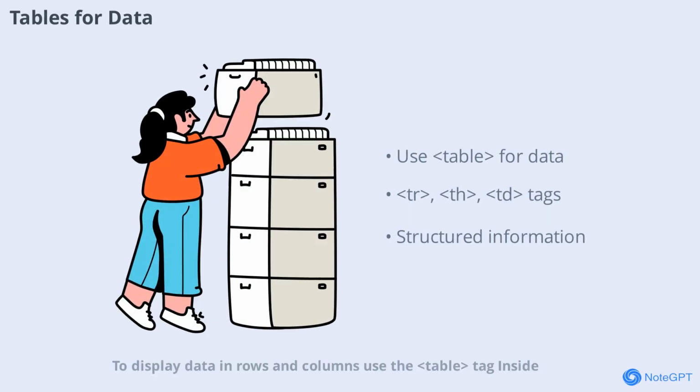To display data in rows and columns, use the table tag. Inside, use tr for rows, th for headers, and td for data cells. Tables are great for presenting structured information such as schedules or product comparisons. Remember to keep tables simple and accessible.